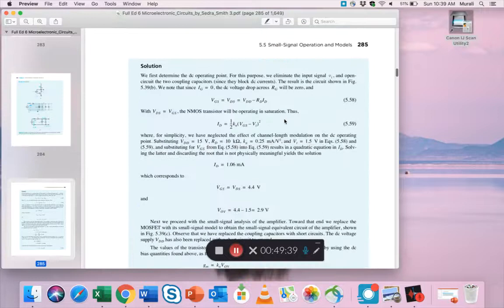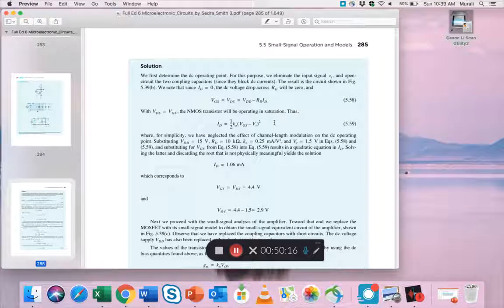So almost the first thing he says is we know that since Ig equals 0, the DC voltage drop across Rg will be 0, and hence VGS, the biasing at the gate, will be equal to VDS, the biasing at the drain or the output also, which is VDD minus RD ID. So also another fact he points out is that VDS equals VGS. With VDS equals VGS, the transistor will be operating in saturation, right? So this is an interesting fact. Think about it a little bit. If you're confused, let me know, but this makes it convenient.